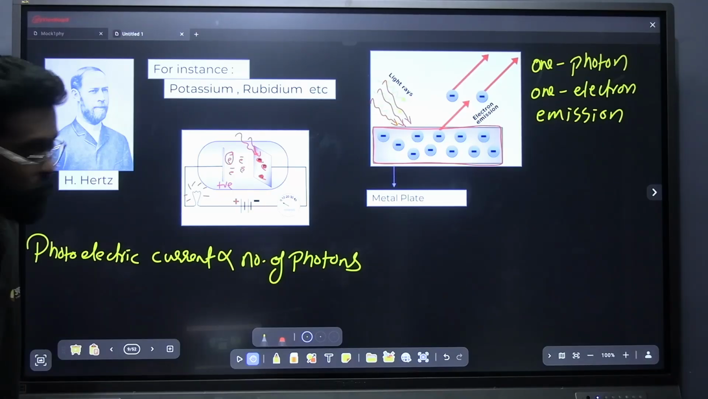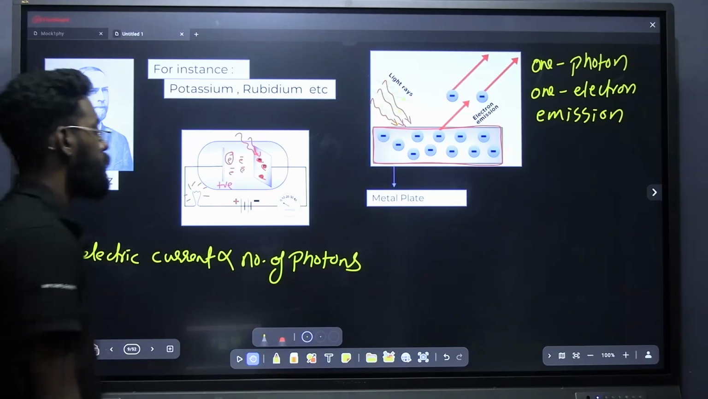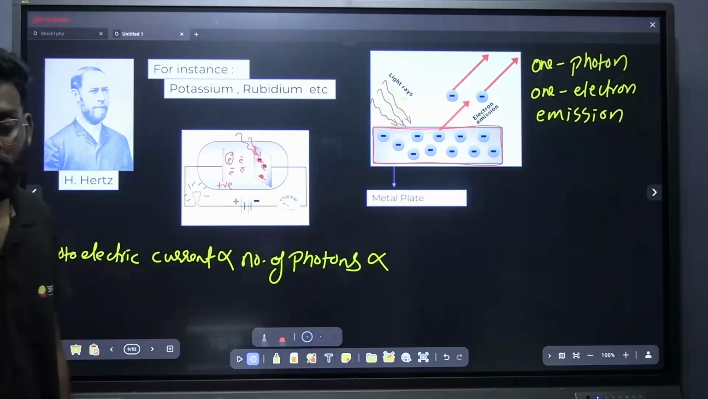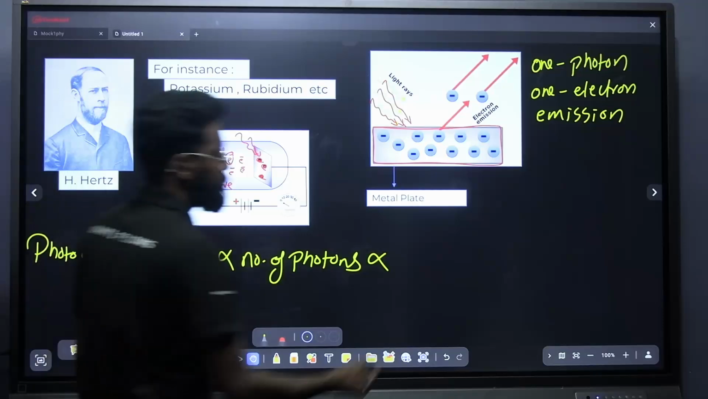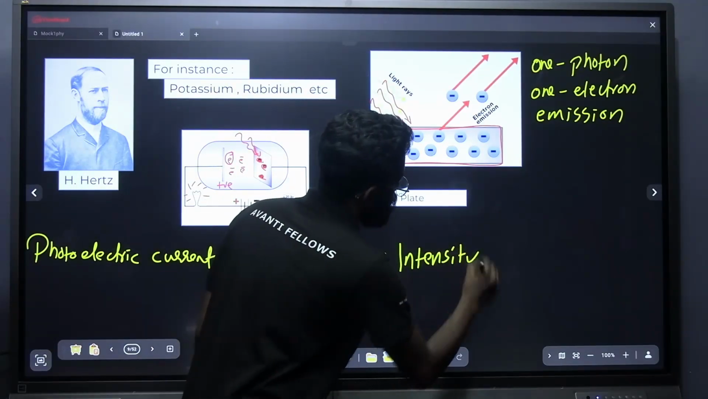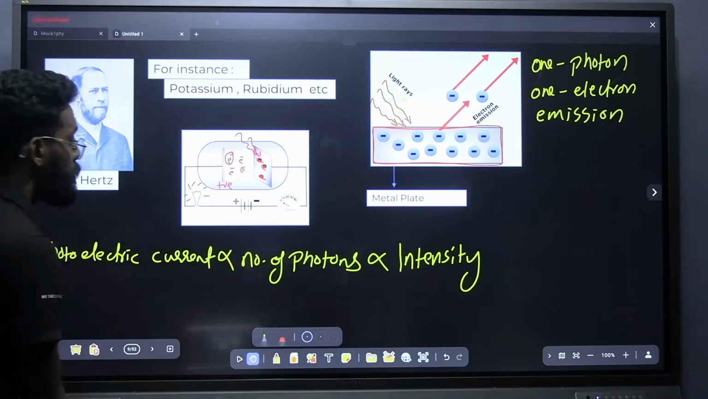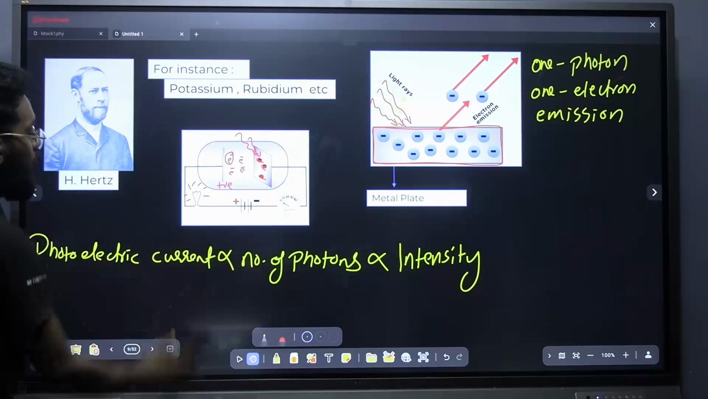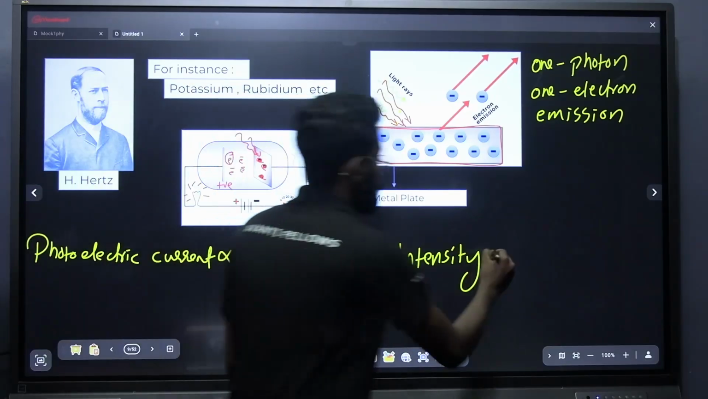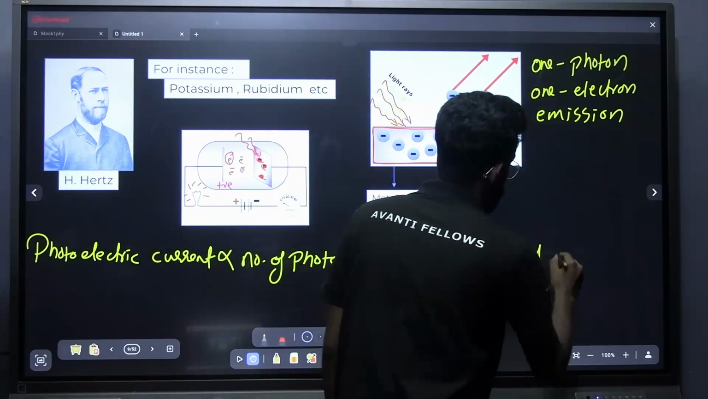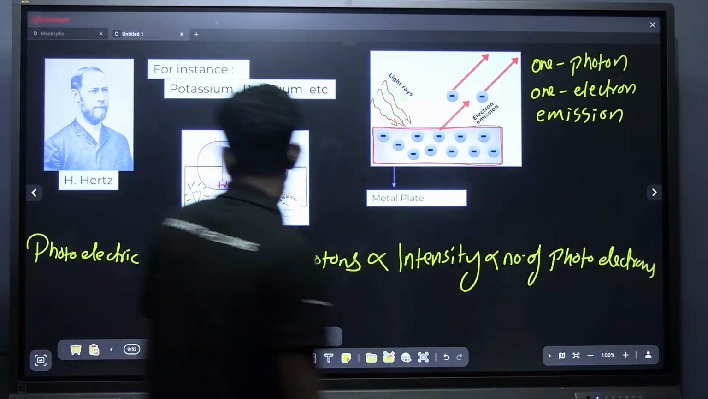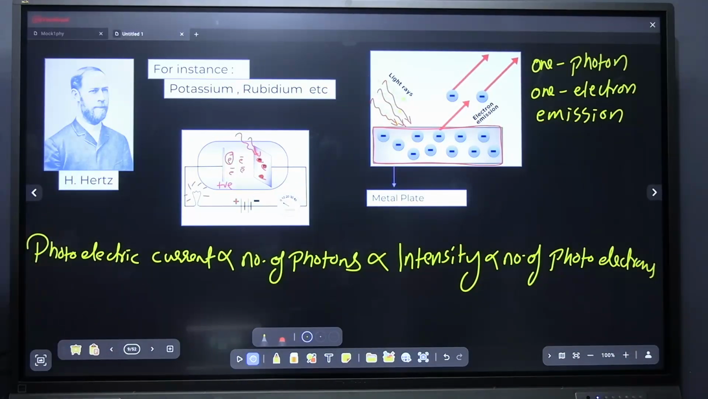But my question is, how can we increase the number of photons? What do we have to do to increase the number of photons? Anybody have any idea? Very good, intensity. We have to increase the intensity. On increasing intensity, more photons will come, and if more photons come, there will be more photoelectrons. This is about how we can increase the photoelectric current.